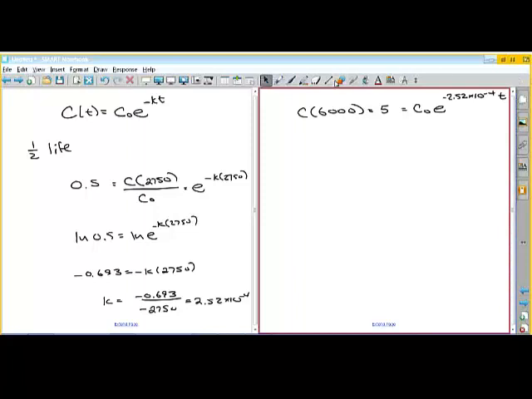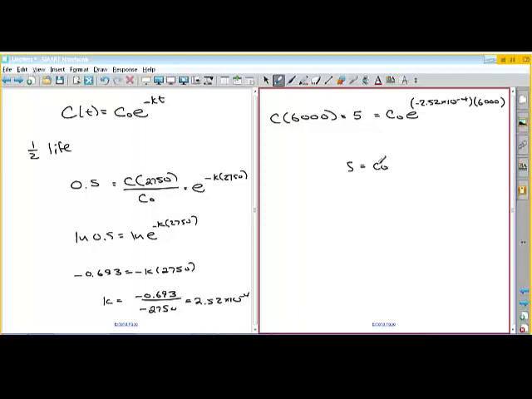So t is 6,000, so I need to put that in there. I knew k. I found k from the half-life, and I can use the value at any time in years to find C0. This one's pretty easy because I don't have to do any weird stuff. I just have to know how to take the exponential.